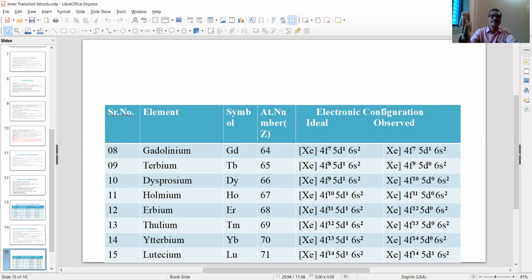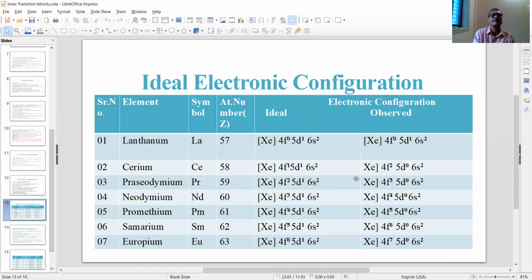Sequentially, electrons enter up to lutetium, where the 4f subshell with 14 electrons is completely filled. So gadolinium acquires 4f7, the subshell is half filled, and lutetium acquires 4f14. Initially we have lanthanum with 4f0. A subshell that is half filled or fully filled is the most stable, and every element tends to achieve this configuration.